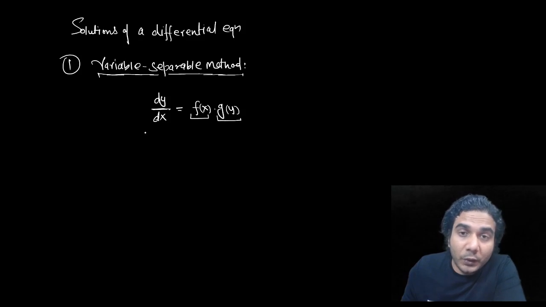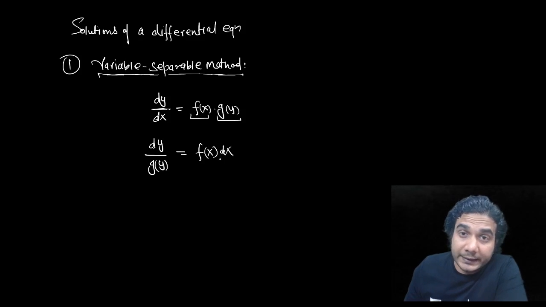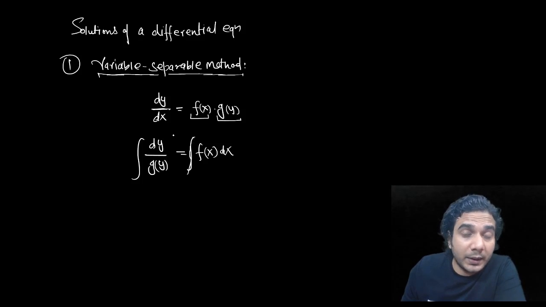Okay, if you are able to do it, then you can separate the function of y and put it with dy. So g of y, dy upon g of y, and the function of x with dx. Okay, so that is f(x) dx. In this way you can separate the variables, and now you can integrate easily, because this is a function of y which you need to integrate with respect to y, and the right hand side you can see is a function of x which you need to integrate with respect to x.